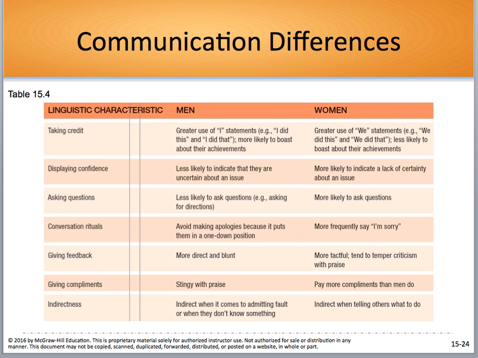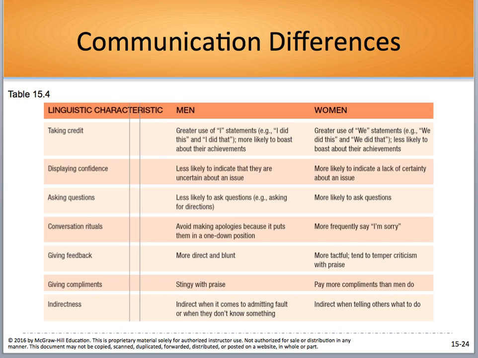Now, here are some communication differences, and we're looking at linguistic characteristics first from men versus women, on table 15.4. You'll notice that men will take credit using the word I, more likely to boast about their own personal and professional achievements, while women have a greater use of the word we and are less likely to boast about their achievements. So we'll say we did this, we did that, and men usually have a greater propensity to say I did.